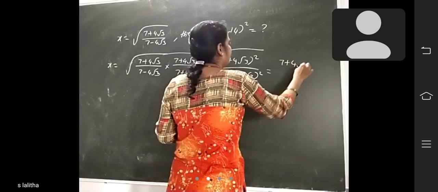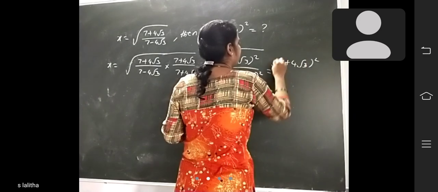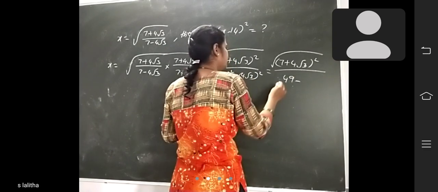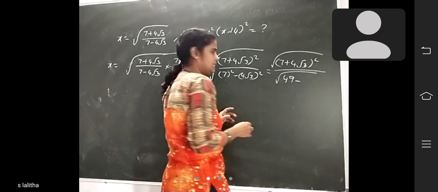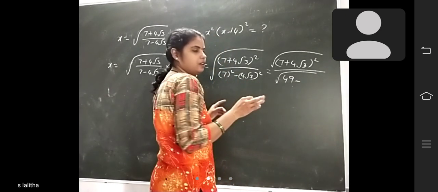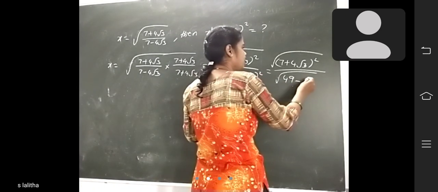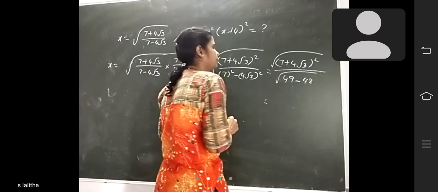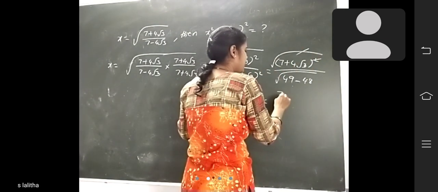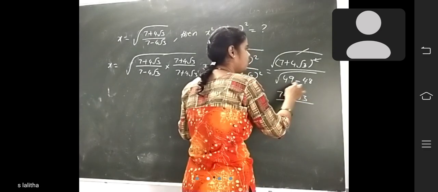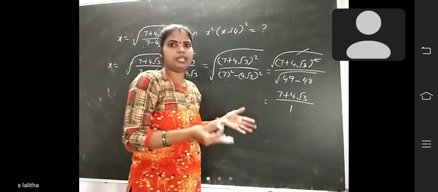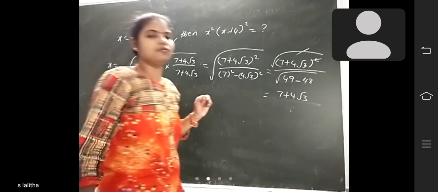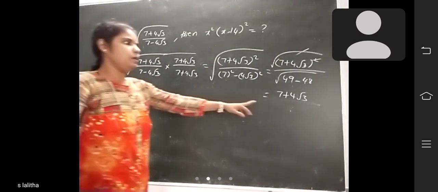So (7 plus 4 root 3) whole square root by 7 square means how much? 49 minus 4 square means 16. 16 into (root 3) whole square, the root will be cancelled, 48. 16 into 3, 48. Okay. Now here the square root will be cancelled. 7 plus 4 root 3 by 49 minus 48. How much? Root 1. Root 1 means nothing but 1. So what is the value? 7 plus 4 root 3. The x value is 7 plus 4 root 3.